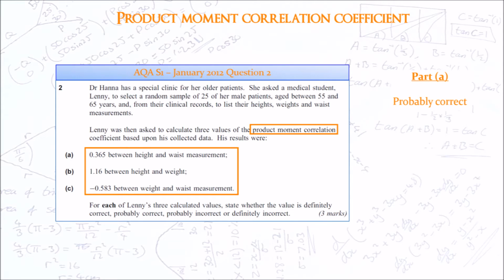And the next one, it says 1.16 between height and weight. Now this is definitely incorrect because we spoke about earlier, R must lie between -1 and 1. And the last one, -0.583 between weight and waist measurements. So this means that as somebody's weight increases, their waist measurement decreases, which means it's probably incorrect because you'd expect the reverse to be true. Now it isn't definitely incorrect because we don't know what sample they're dealing with when he calculated this, but that's why it's probably incorrect as opposed to definitely incorrect.